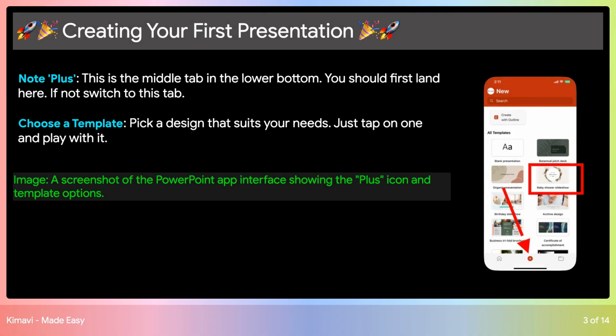Open the app. Once the app is open, you'll see a plus icon at bottom navigation. If not on Plus tab, switch to it by tapping on it. Now in Plus tab, you can choose from a variety of templates. Select one that fits your presentation style, and let's get creative.